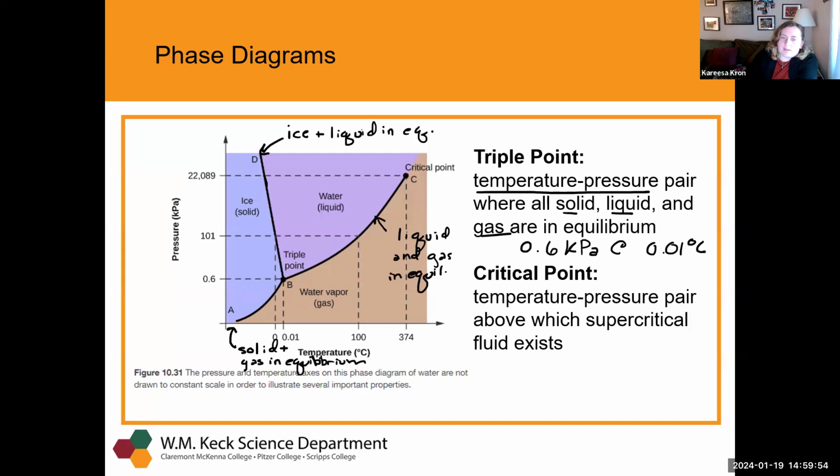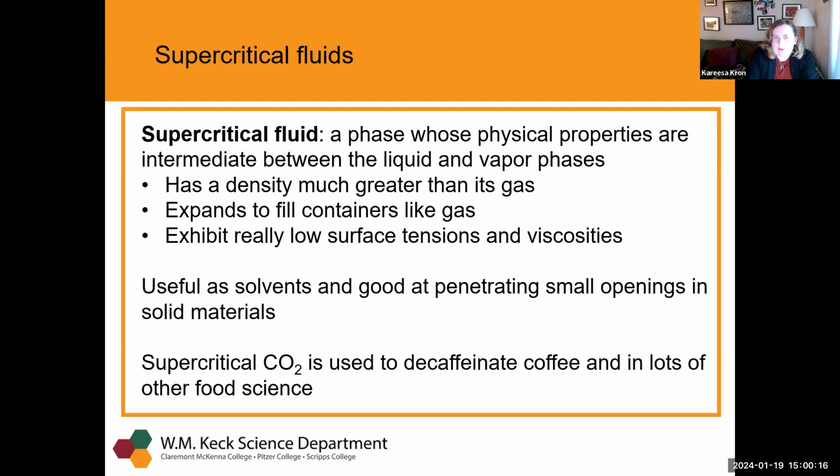And the critical point is the temperature and pressure pair above which supercritical fluid exists, which still doesn't explain what a supercritical fluid is. But it basically says when you get above this pressure and temperature over here on this portion of the plot, you're going to have a phase called supercritical fluid. So what is supercritical fluid?